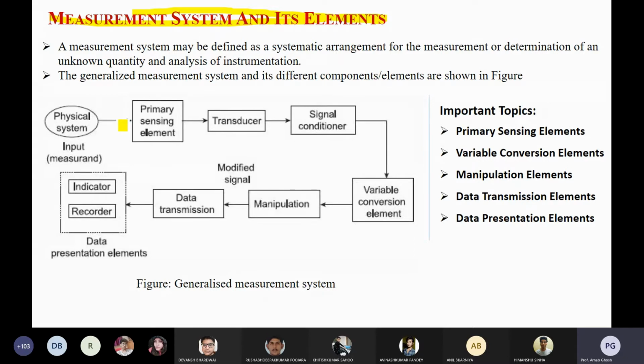You can see that initially there is a physical system. Physical system means whatever things you have, it may be the speed of a motor, or the room temperature, whatever physical quantities are there. It may be the pressure. So you have to pick the sensor. Sensor means what? If you want to measure the pressure, definitely you have to use some pressure sensor.